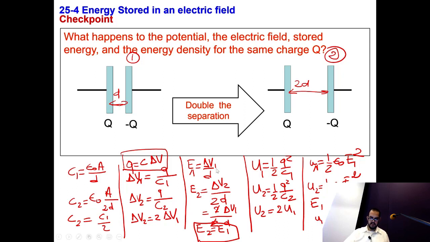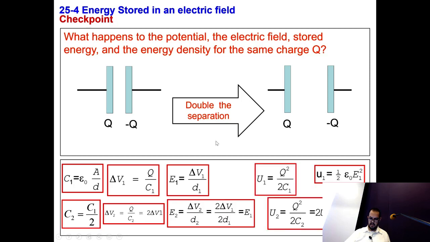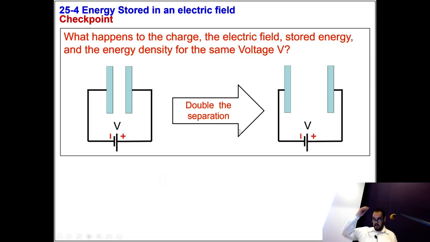Okay, next. So this is what we have done. Now the same problem, except the capacitor is now connected to a battery. While we are increasing the distance from D to 2D, the capacitor is connected to the battery. The battery will maintain the same potential difference across it. So delta V is going to be the same. Here this is D, and this is 2D. Delta V is the same because the battery maintains it.